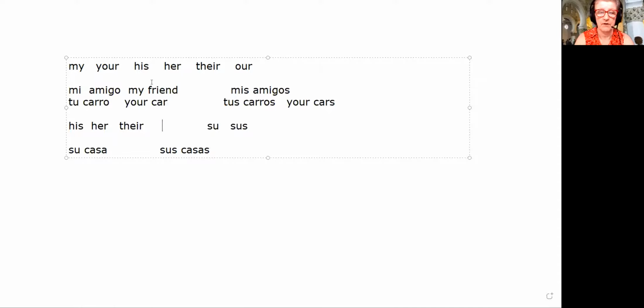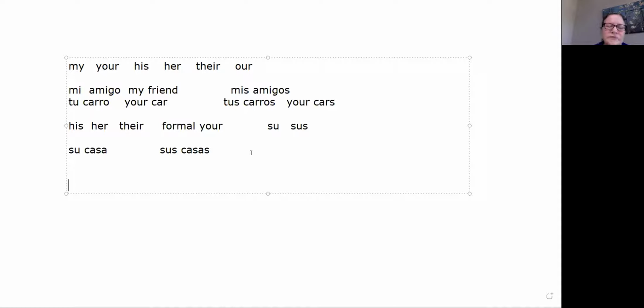It can even mean formal your. So su and sus is used for many ideas. But notice all of these words, mi, mis, tu, tus, su, sus, they don't tell us gender like a lot of adjectives will. Okay? So if you're talking about your husband's car, Mary, su carro, his car. But if you're talking to your husband, you want to say, hey, take your car, it's tu carro. Does that make sense? Yeah.